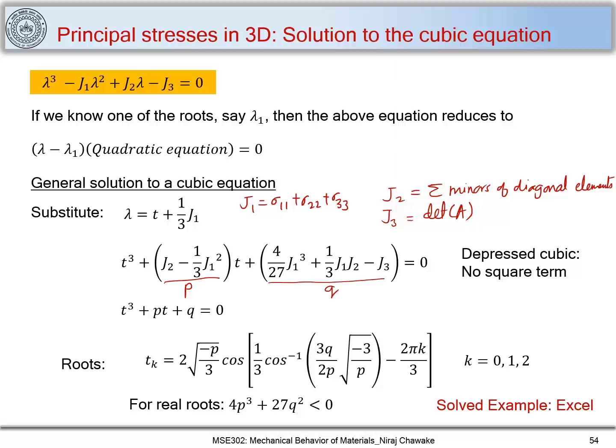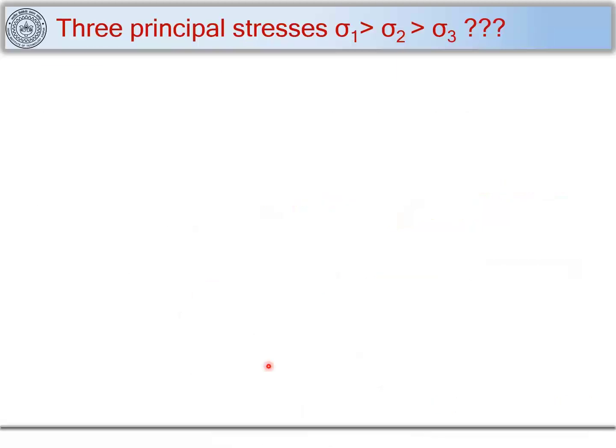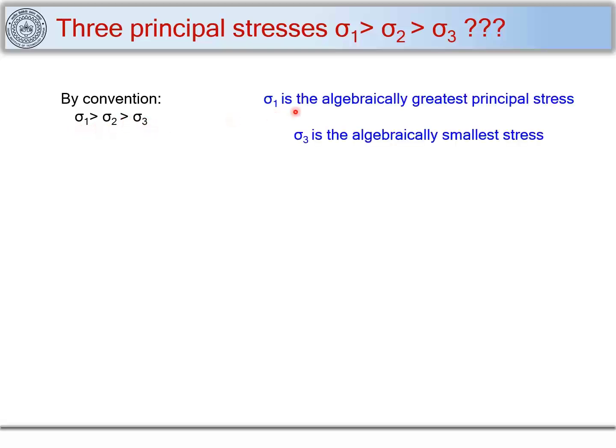So what determines sigma 1, sigma 2 and sigma 3? Let's look at it. We have three principal stresses, so which one do we consider? Sigma 1 is greater than sigma 2, which is greater than sigma 3. By convention we use that. What does that mean? Sigma 1 is the algebraically greatest principal stress, and sigma 3 is the algebraically smallest stress. So let's understand this by taking some examples.